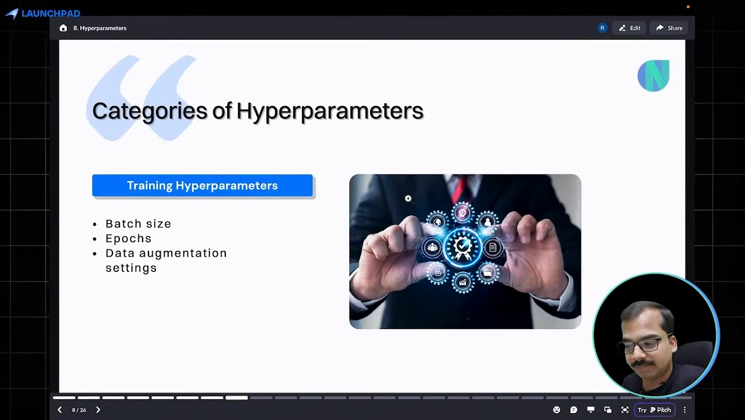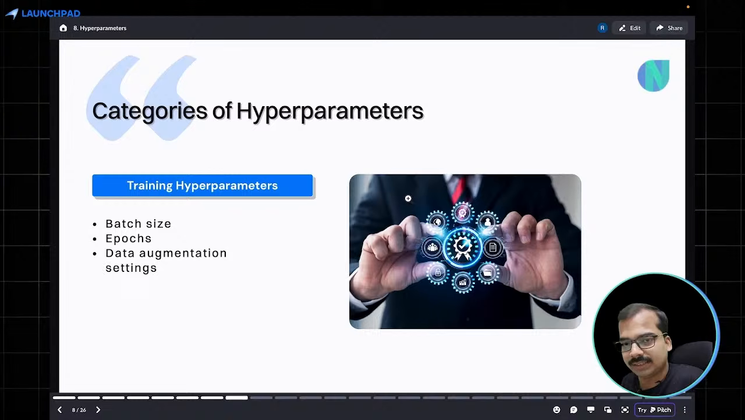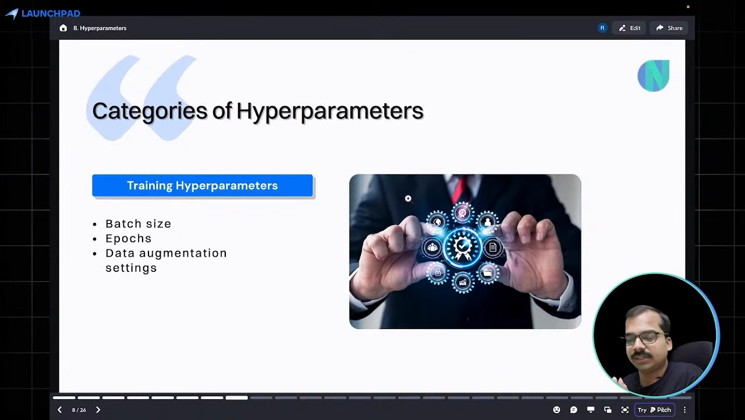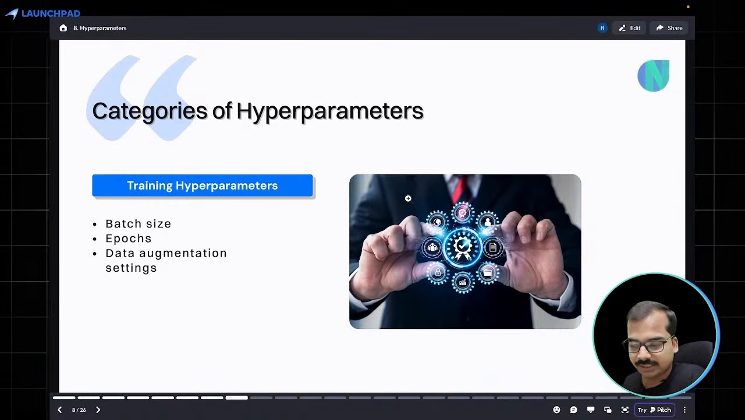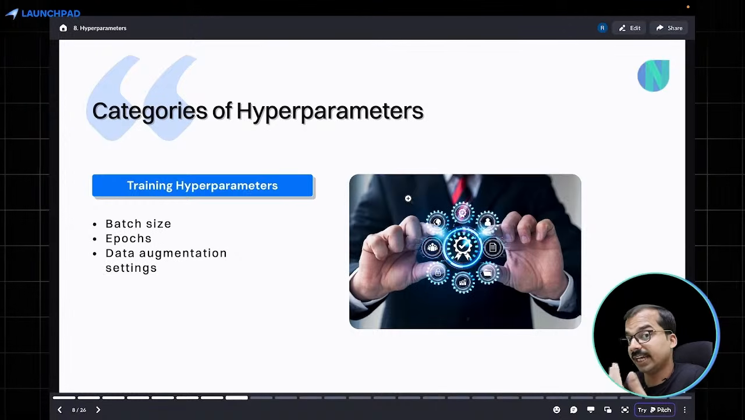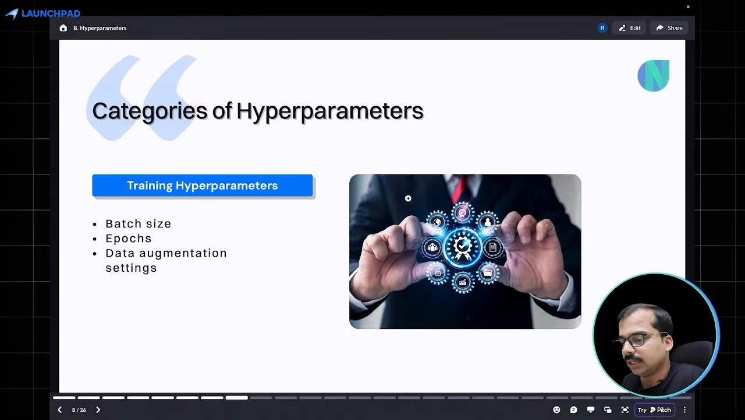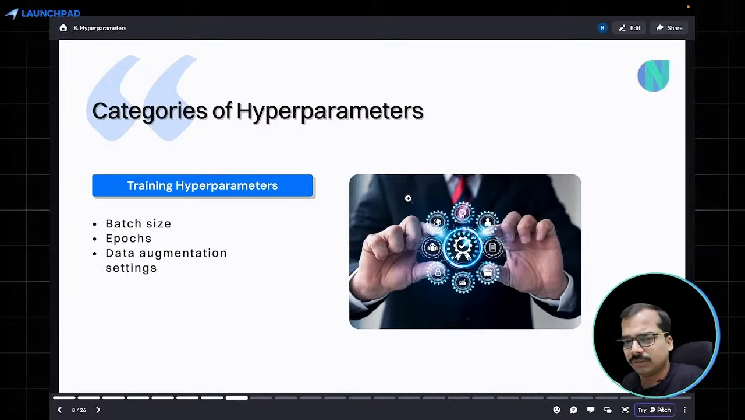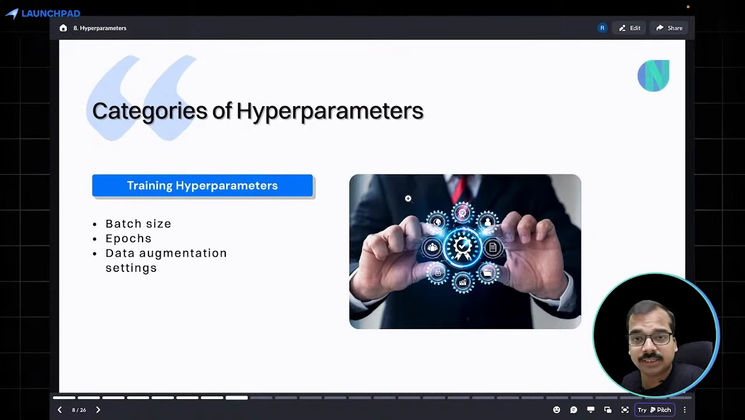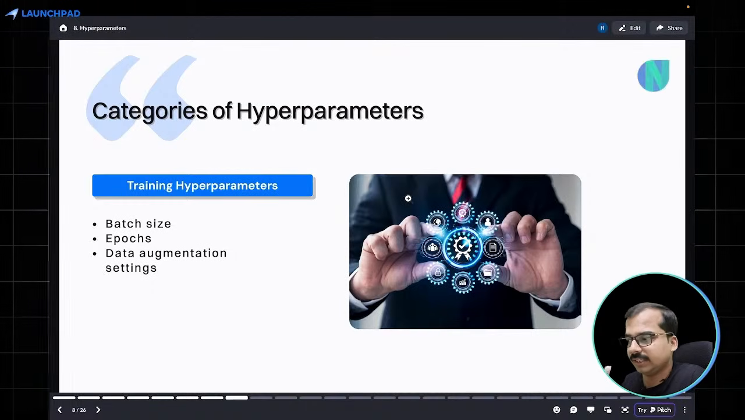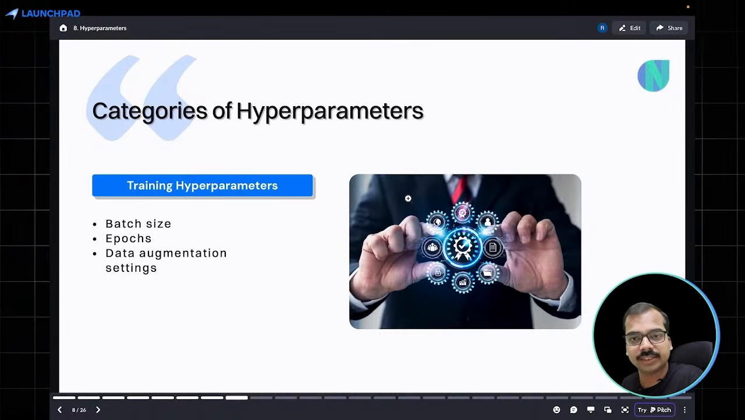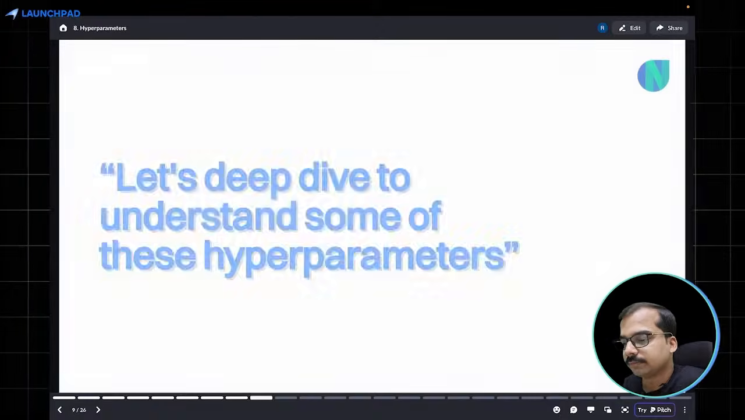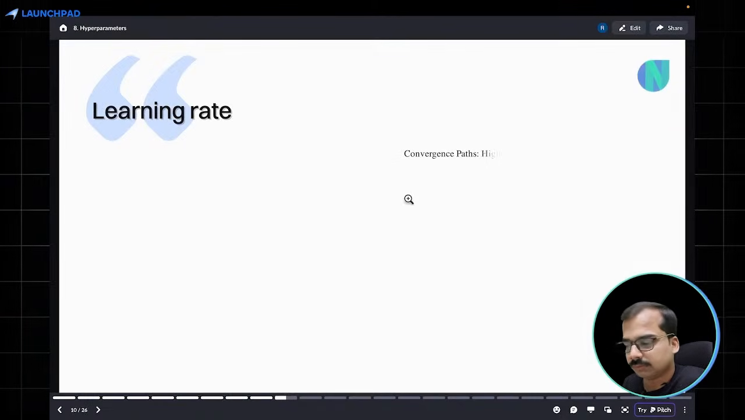Then there are training hyperparameters. Batch size is basically how many samples should be passed through the neural network before the gradient update takes place. Epochs: how many times you want to pass the data. Data augmentation also. There are a lot of cases, specifically in image classification or image related tasks, where you might want to augment your data to make it much more generalizable. So let's deep dive into each of these.